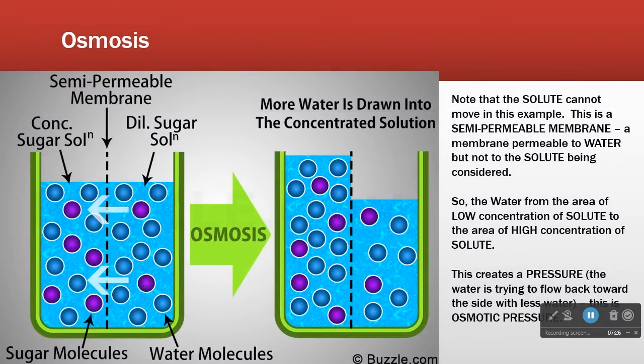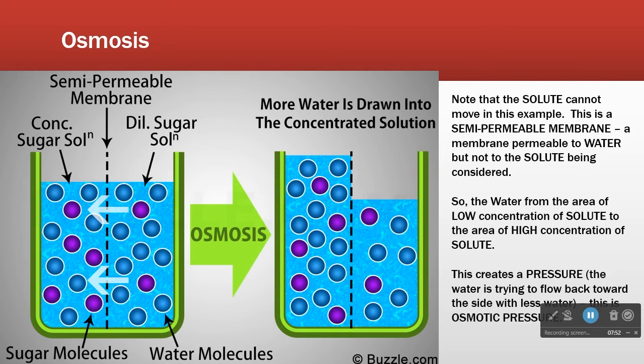Here in our picture, blue are water molecules, purple are other molecules. In this case, it's sugar, right? So what we have here, we have a semi-permeable membrane. Okay, what does that word mean? A semi-permeable membrane allows some substances to pass while restricting the flow of other substances. Okay, that's all semi-permeable means.